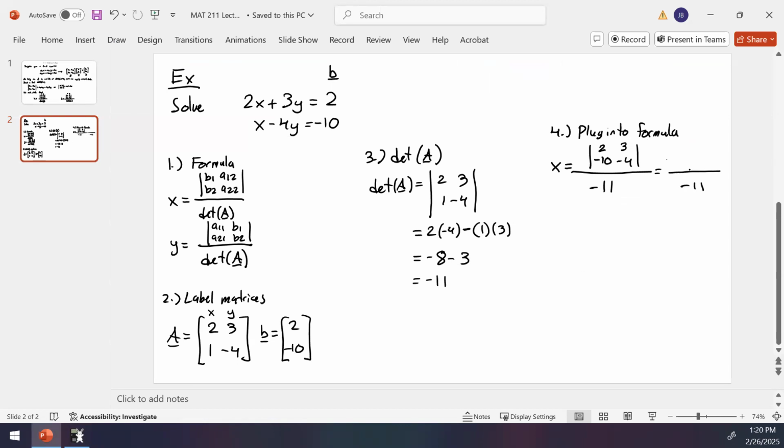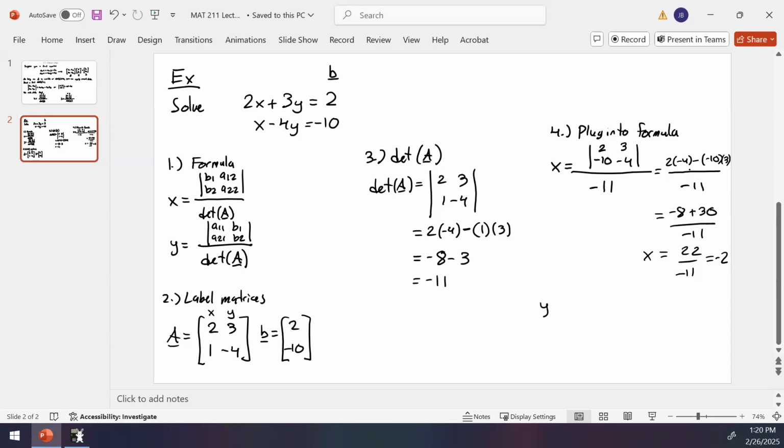And from there, we get -11. And then we get 2 times -4 minus, and so you got to be careful with all of these negatives, -10 times 3. And so we get -8. A minus minus becomes a plus 30 over -11. And so we get 22 over -11, which then gives us -2. So X is equal to -2.